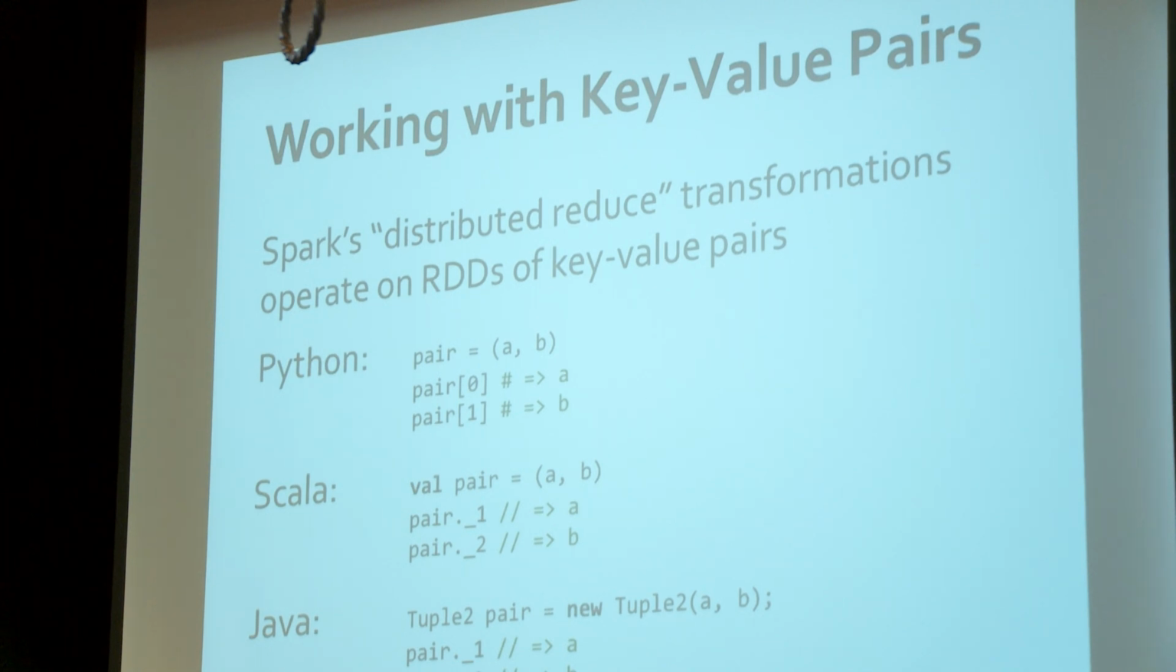All these languages support key value pairs. In Python, they're just a built-in thing. You create a pair (a, b) just by putting it in parentheses, and you can access each element of it with the index 0 or 1. In Scala, you get very similar syntax to Python, but the fields are called _1 and _2. And in Java, you can create this class called Tuple2 that represents a pair, and you can, again, access the fields with _1 and _2. So let's see what you can do with these.